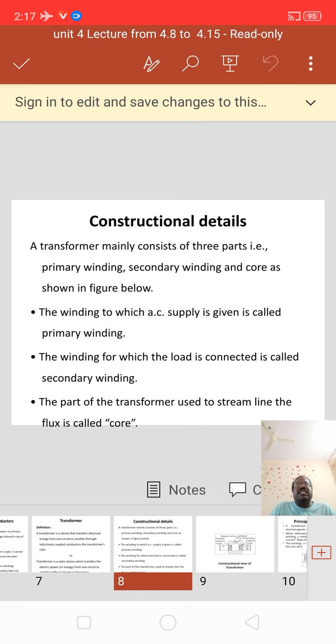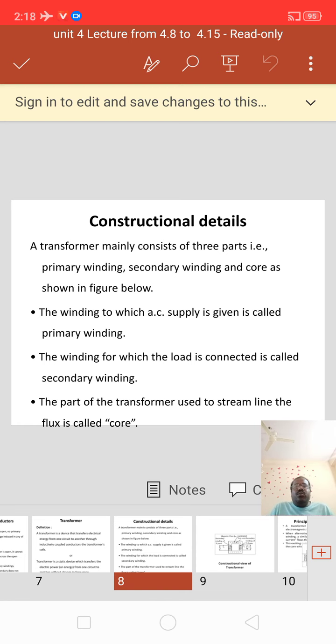Now, constructional details of transformer. A transformer mainly consists of three parts, that is, primary winding, secondary winding, and core, as shown in the figure below. First one primary, second one secondary, third one core.